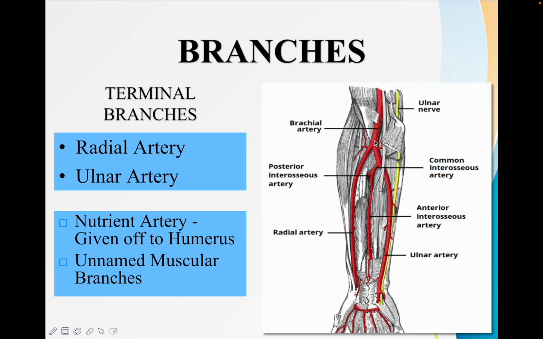Finally, the terminal branches of the brachial artery in the cubital fossa are the radial and ulnar arteries. Apart from these branches, the brachial artery gives a nutrient artery to the humerus and it also gives multiple muscular branches to supply the various muscles of the upper limb.